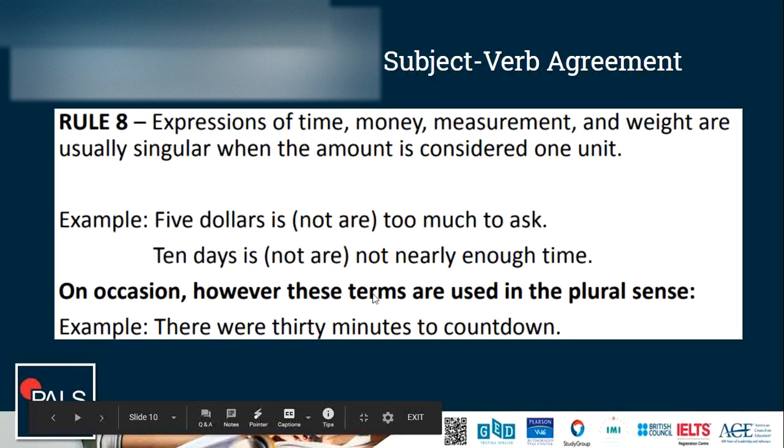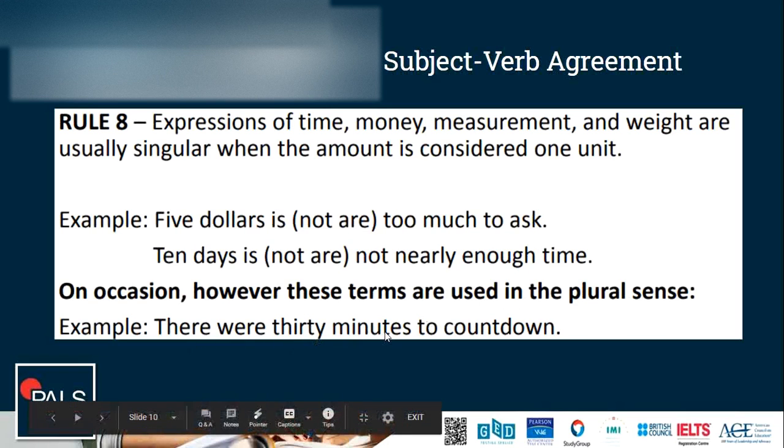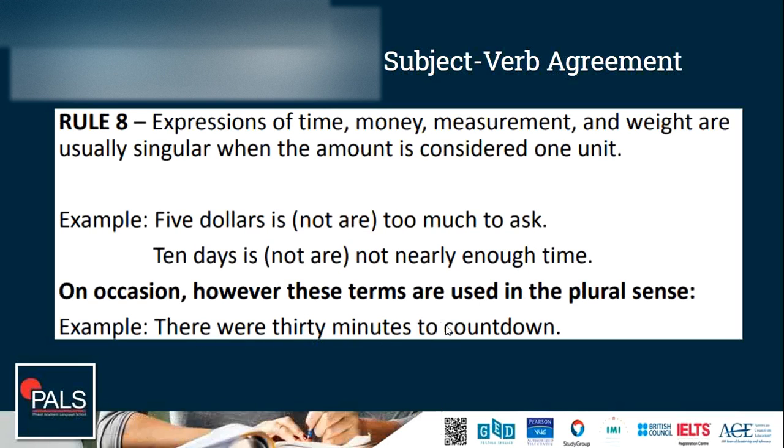On occasion, however, these terms are used in a plural sense. There were 30 minutes to count down. It's a colloquial sentence that was adopted to be accepted. Okay, but most of the time it's singular if we're talking about expressions of time, money, measurement, and weight.